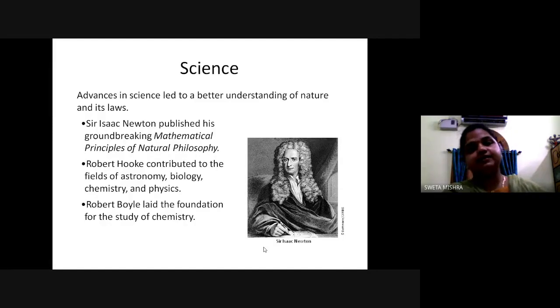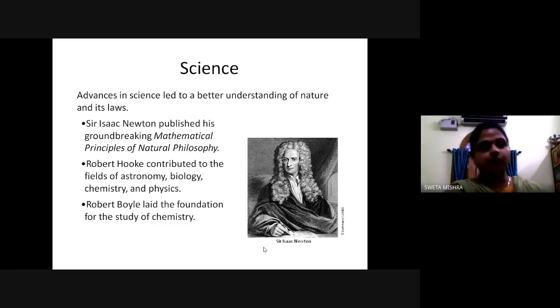Now, the main reason why the Enlightenment took place was the enhancement of science and technology. We all know that this era was known as an era of scientific advancement. And who was responsible for the growth and development in science? It was none other than Sir Isaac Newton.